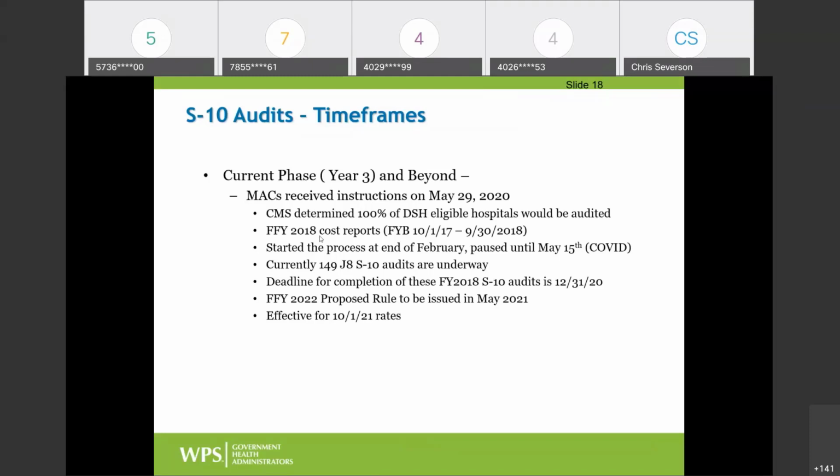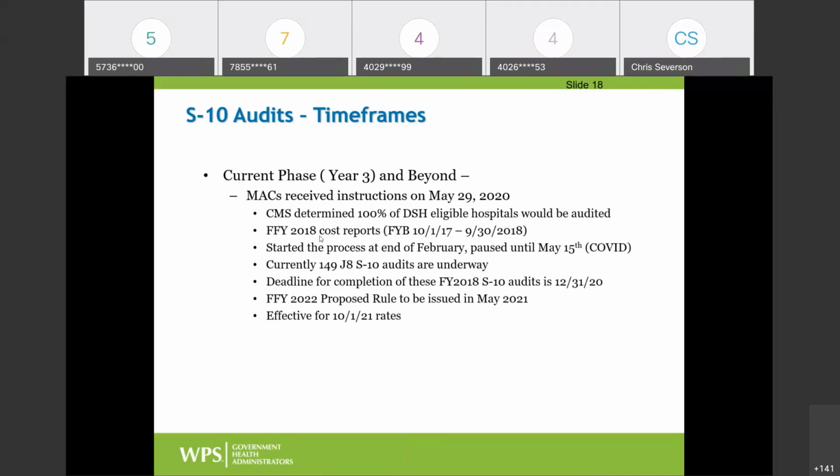Now, that includes providers like Sole Community Hospitals that may or may not receive any incremental benefit from the uncompensated care payment. They're still included in that review. CMS has stressed this multiple times. In fact, it was included as comment and response in the Federal Register that just came out in September. So we are still having to audit those SCH hospitals.